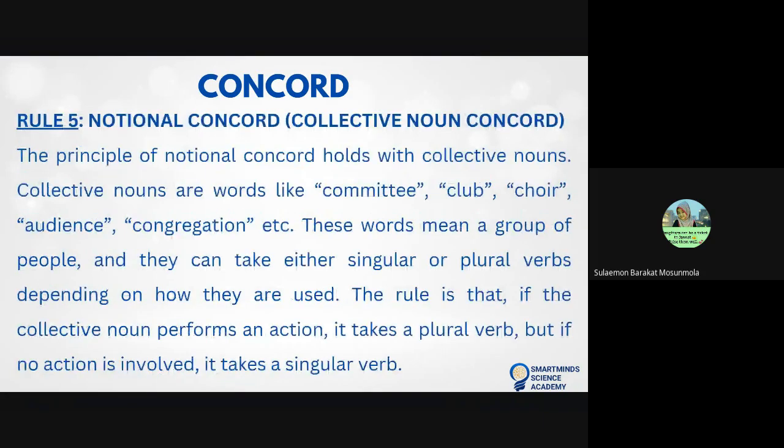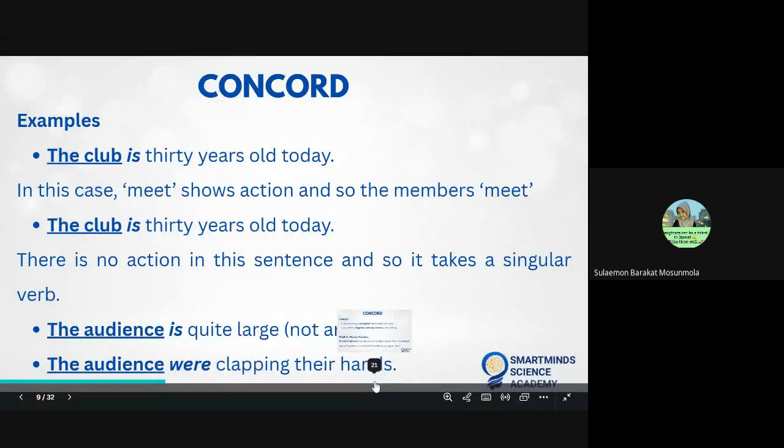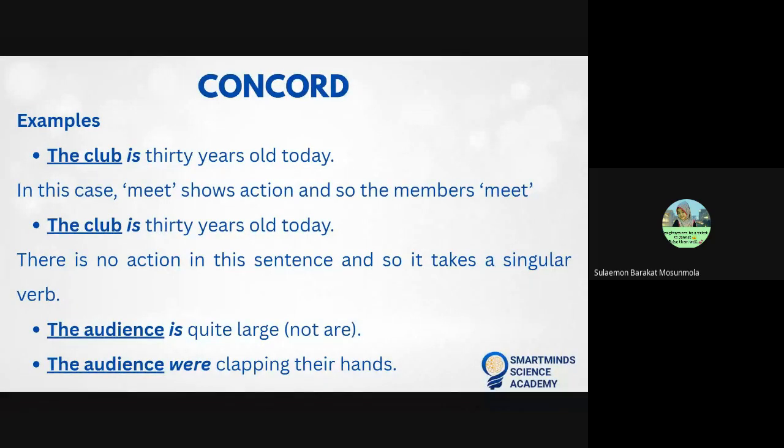Now, the next one is the notional concord. When we say notional concord, it is just the collective noun concord. Don't be confused. Notional concord is the same as the collective noun concord. For this rule, it says that when the collective noun performs an action, it should take a plural verb. But when no action is involved, it takes a singular verb. For example, the club is 30 years old today. This is just telling us the state of being of the club. It is not performing any action.